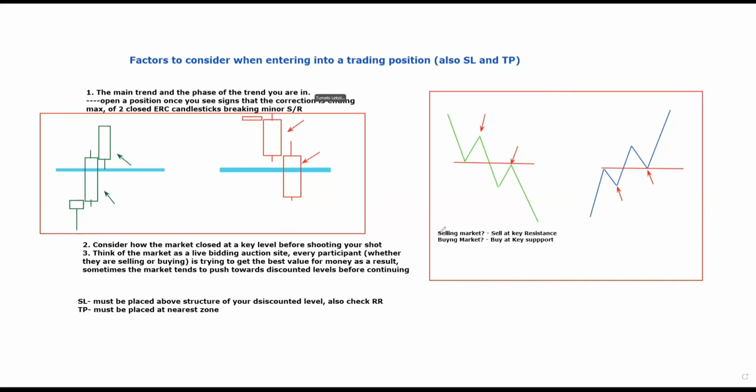In a selling market, so in a downtrend, you're going to wait for the market to print at key resistance before you sell. If in an uptrend, you're going to wait for the market to print at key support before you buy. I feel like if you've watched my previous videos, this will make sense, perfect sense. And even if you've watched my breakdown videos in which you've seen the results, it will make sense.